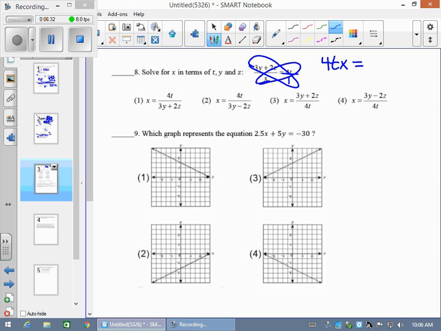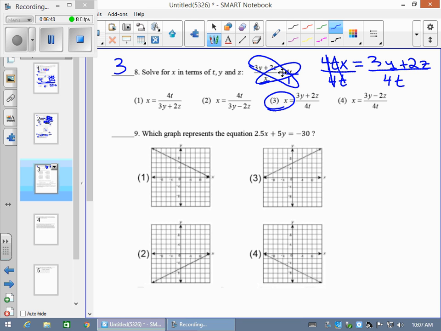3y plus 2z. So if I want to get the x alone, it's attached right now to the 4 and the t by multiplication. So I'm going to divide. So the 4 and the t cross out. So the correct choice should have been choice 3.